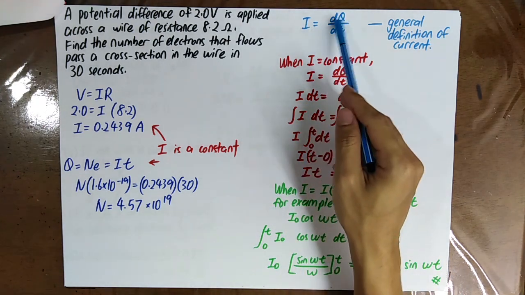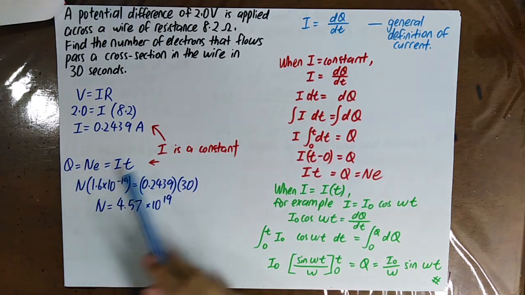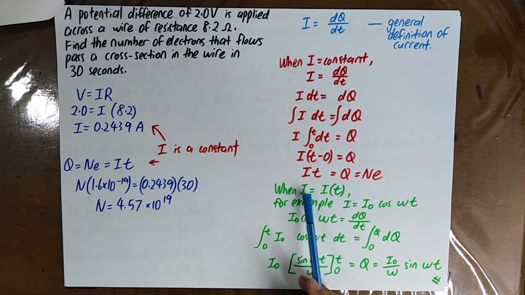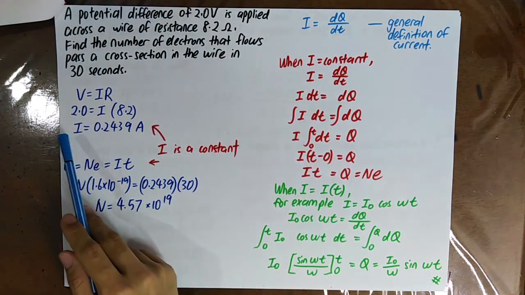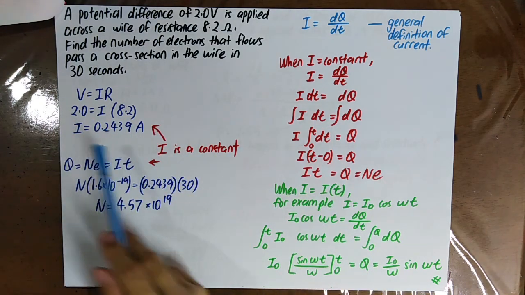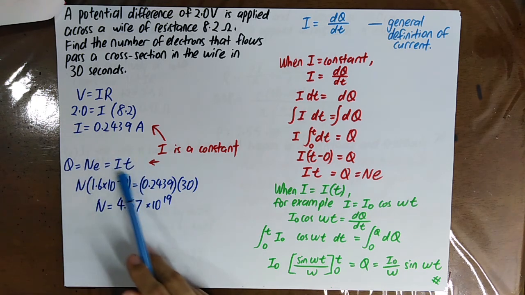Remember, I equal to dq dt. So when I is constant, Q equal to I times T. But however, if the function for the current is a very weird function, for example, a sinusoidal function, then your Q would be a sinusoidal function as well. You really need the value of the time so that you can solve for Q. However, in this question, we know that I is just a number, and that's why we can straight away multiply it with time to get the total amount of charge.